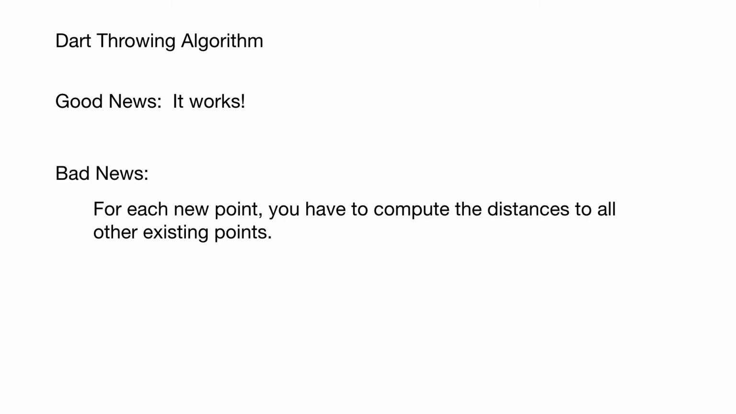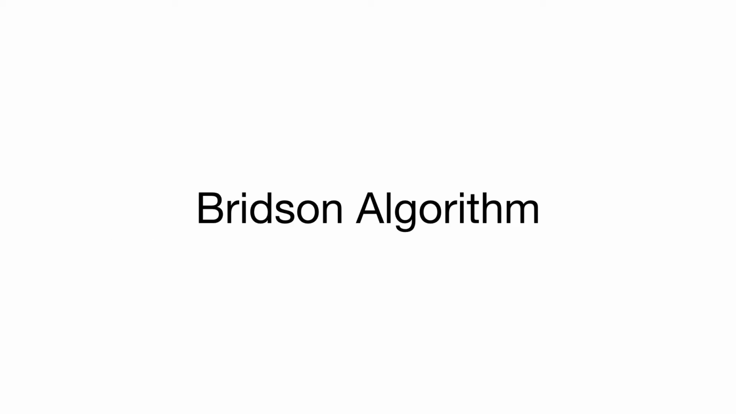This is called the dart throwing algorithm, and the good news is that it works. It works for all variations of Poisson disk sampling patterns. The bad news, though, is that for each new point you have to compute distances to all other existing points. So this is a big O of n squared algorithm. A researcher named Bridson created a much faster algorithm.